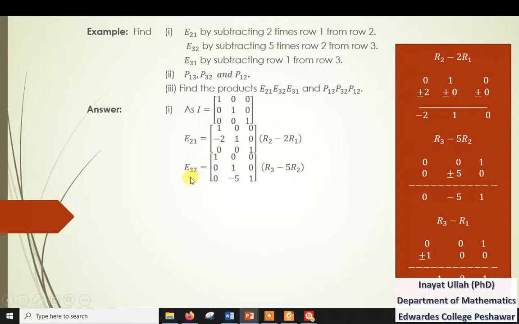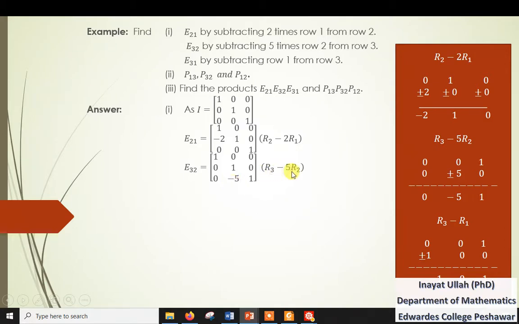Similarly, if you want to find E32, we need to obtain E32 by subtracting 5 times row 2 from row 3. So we are subtracting 5 times row 2 from row 3. So it means that changes will occur in row 3, and there will appear minus 5 at the place where 1 is there in row 2. So 1 is there in row 2, so below it in row 3, minus 5 will appear.